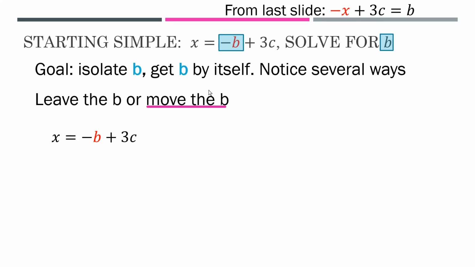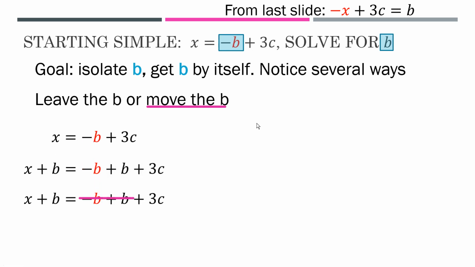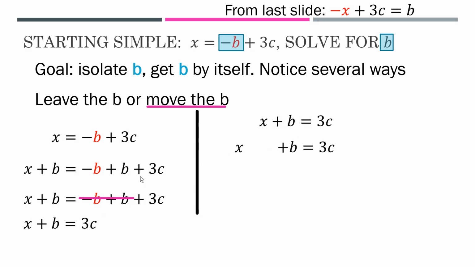But this time we're going to move the b. So instead of leaving the b, we're going to move it. So we're going to add b to both sides, okay? So let's go ahead and add b to both sides. X plus b is equal to negative b plus b. As you see, the b's are canceled on the right side at this point. So now we're going to focus on the x. The x needs to move now because we want the b by itself. So we're going to rewrite it one time and then move the x. So we're going to subtract the x from both sides. When we do that, the x's are gone, and we're left with b is equal to 3c minus x.